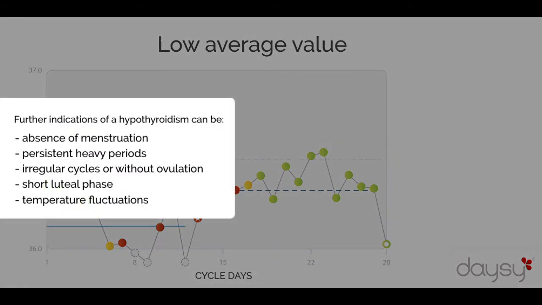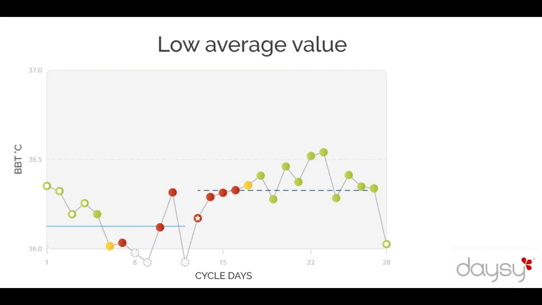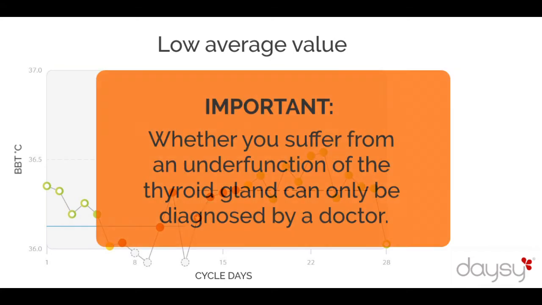Further indications of hypothyroidism can be absence of menstruation, persistent heavy periods, irregular cycles or cycles without ovulation, short luteal phase, temperature fluctuations. However, despite the low average temperature, the basal body temperature curve shows the typical pattern with a characteristic increase after ovulation and significant increase during the corpus luteum phase. Important: whether you suffer from an underfunction of the thyroid gland can only be diagnosed by a doctor.